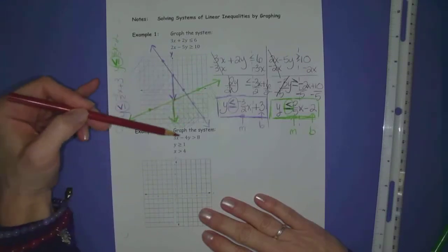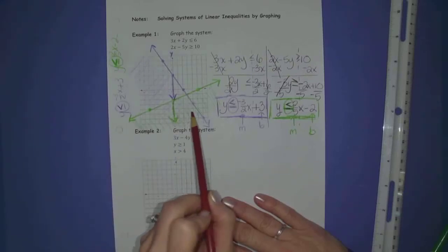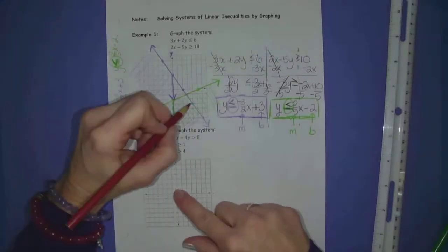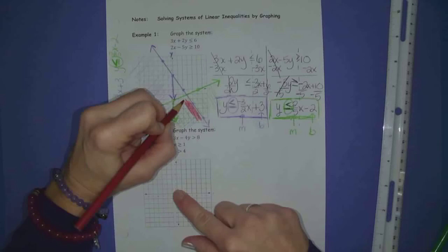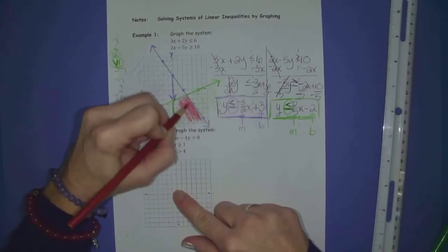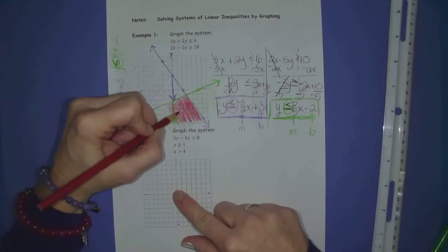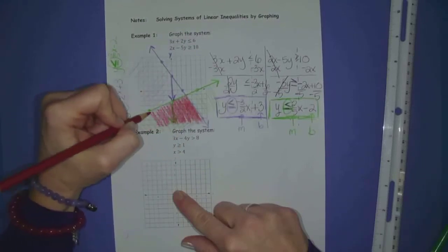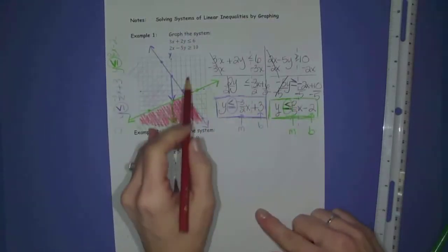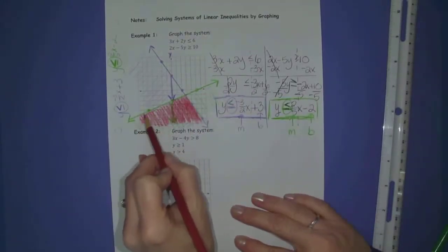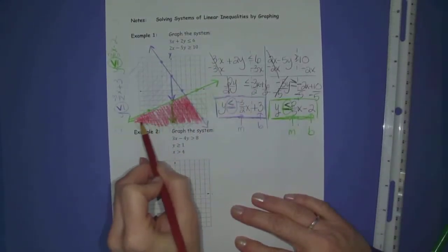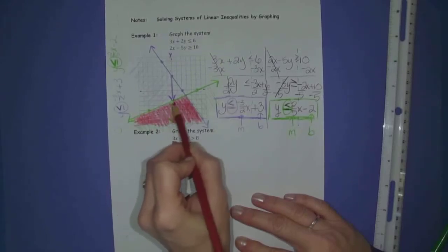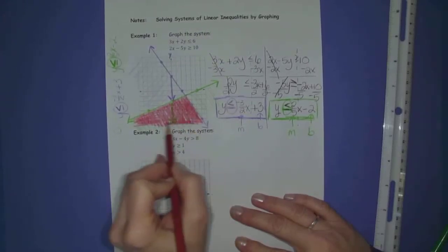But right down here in this lower region, you can see where the purple and the green collide. That is going to be my final answer. Actually, in a few more days, we're going to be calling this the feasible region. It's where all the constraints come together, where all the constraints align. This is your feasible region. This is what makes sense in the problem.